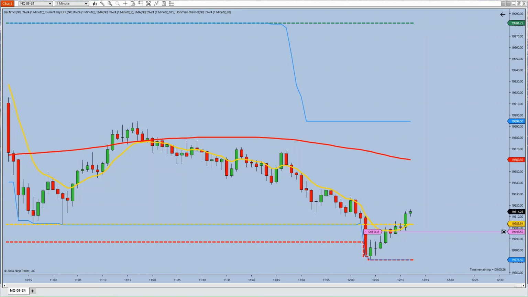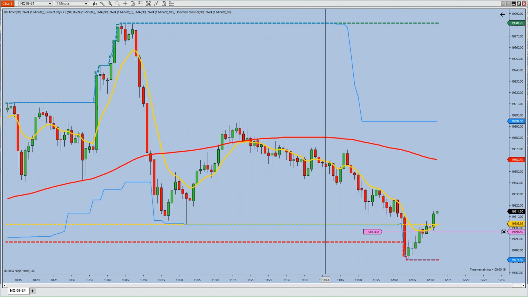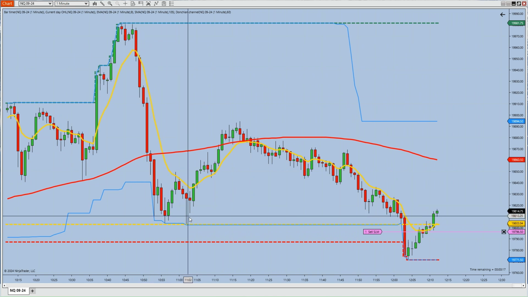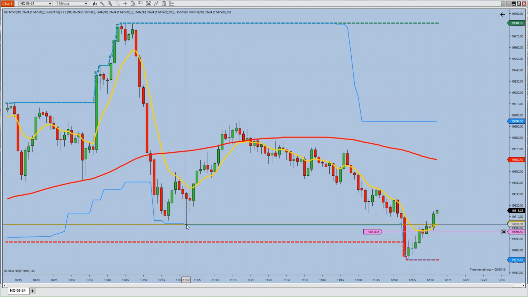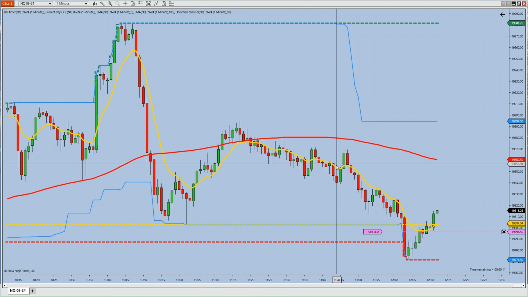I screwed up trying to film this. I was trying to get ready for another overnight open. This was on the NQ. If you'll notice, the NQ slammed down to the overnight open right here. Literally touched the top of it and then rolled up.